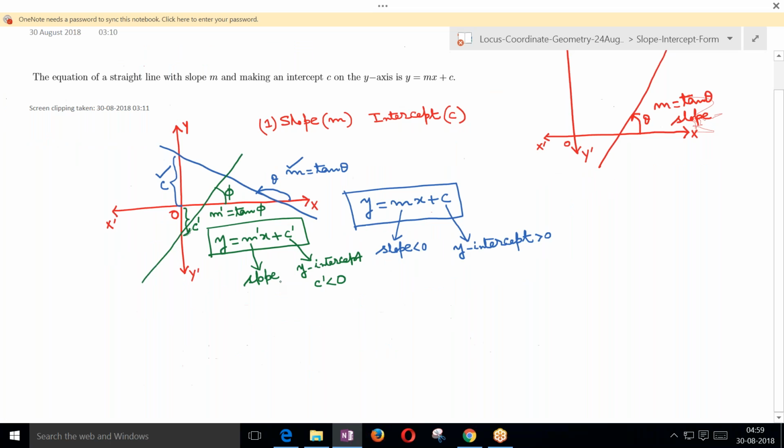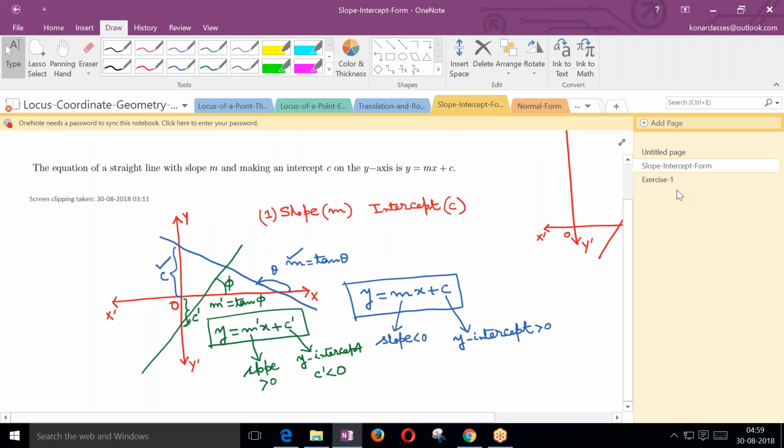Phi is an acute angle, so tan of an acute angle is always greater than 0, positive. So now let's have a quick look into the question. Let's solve it together, and after that we will conclude our session for today.